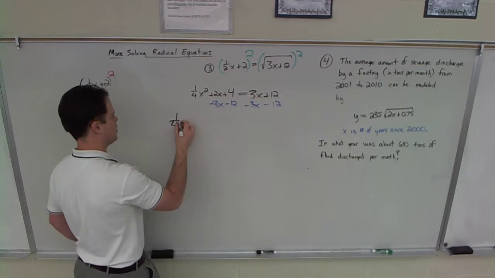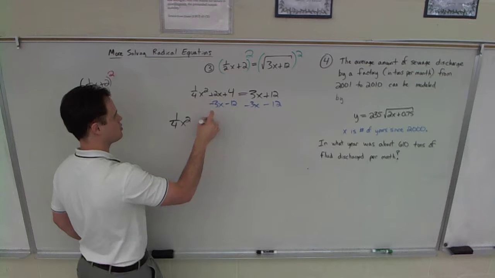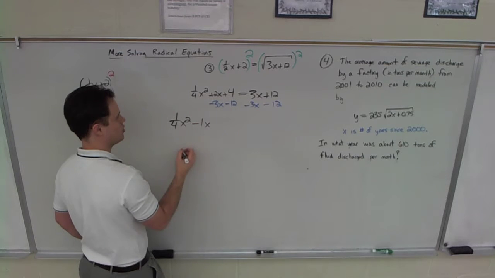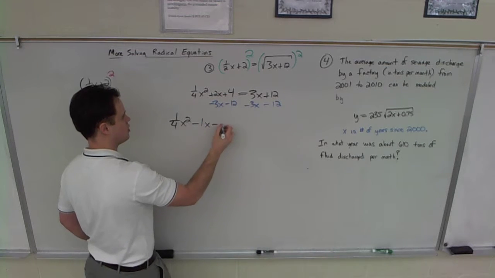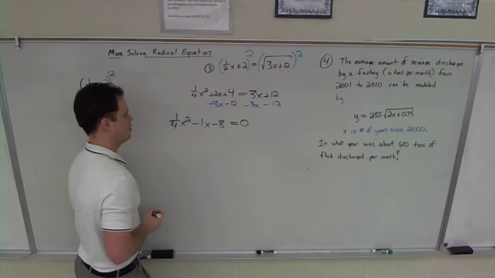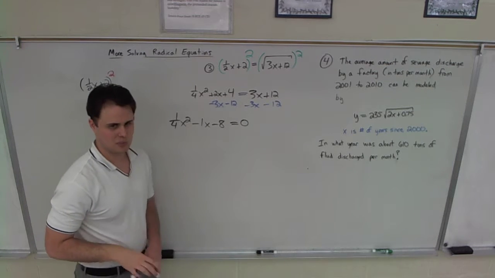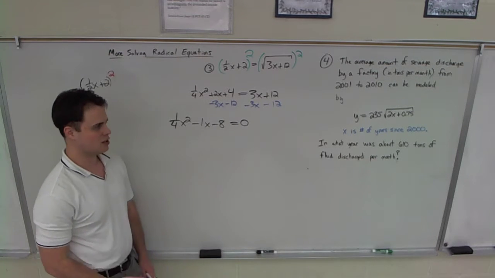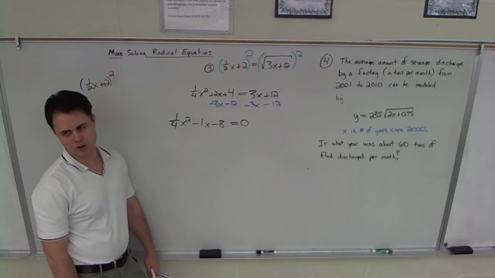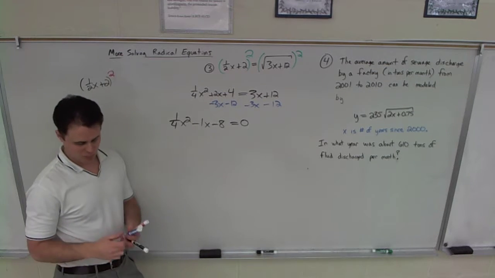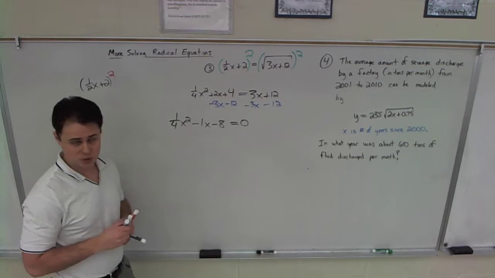So I get 1/4 x squared, 2 minus 3 is -1, 4 minus 12 is -8. Oh man, am I gonna have to use the quadratic formula? That's not gonna factor nice with the stupid 1/4 right there. Maybe I should multiply it by 4 and see if that helps.